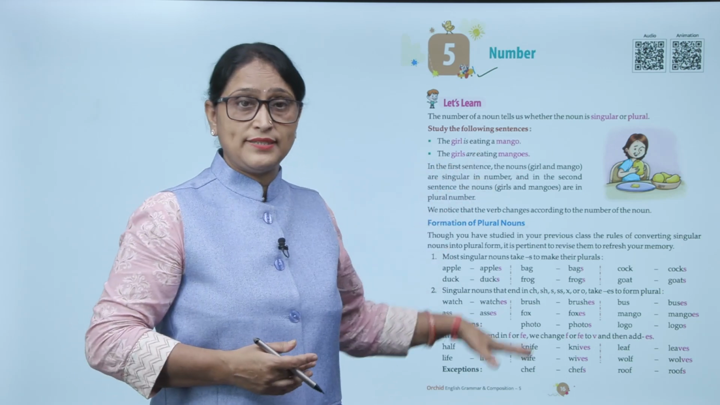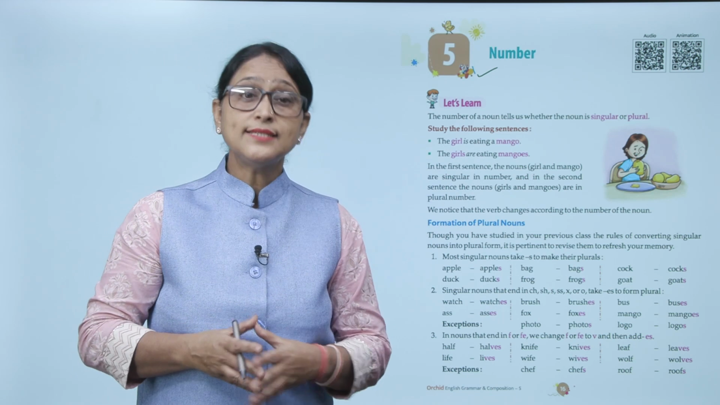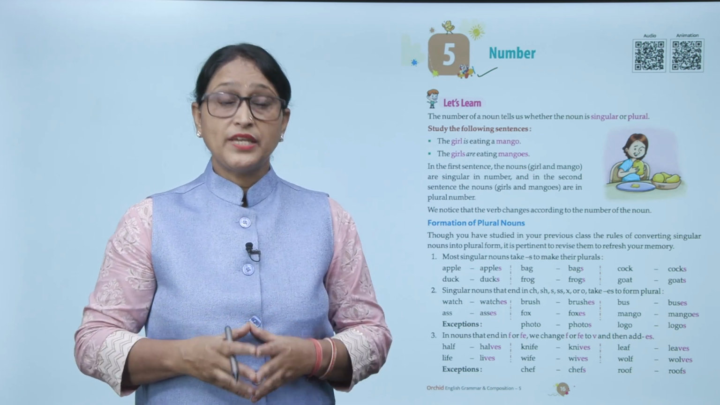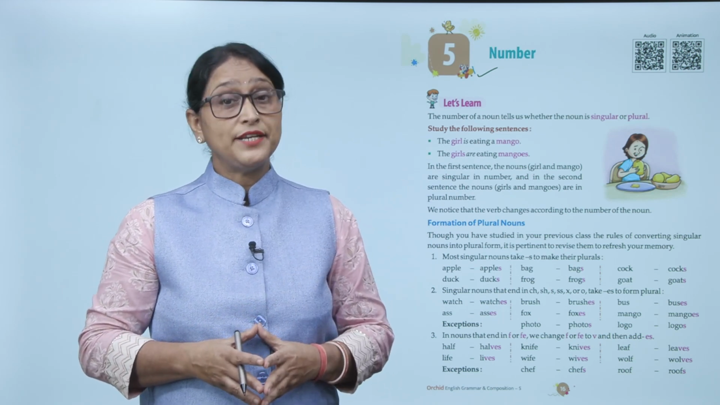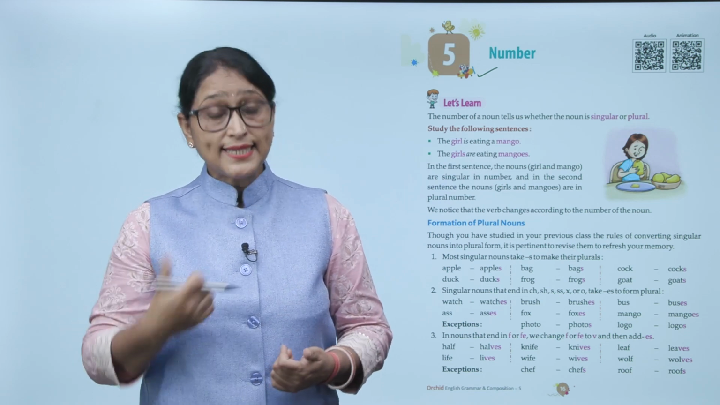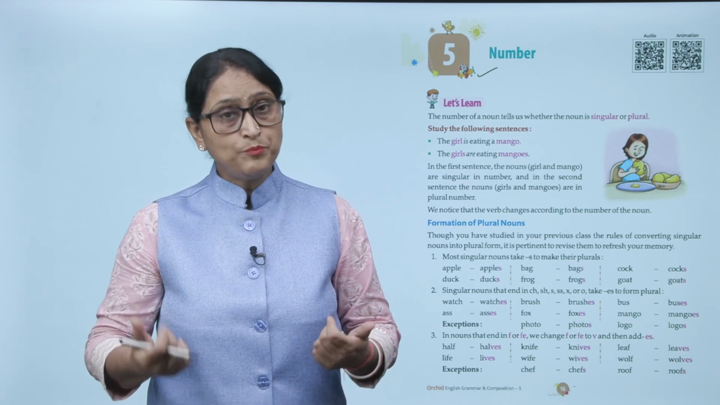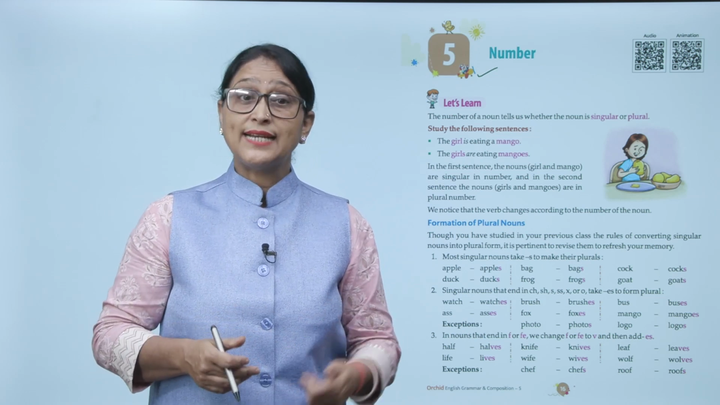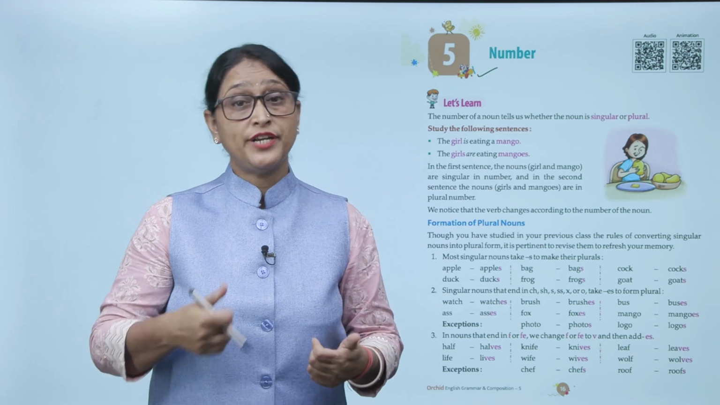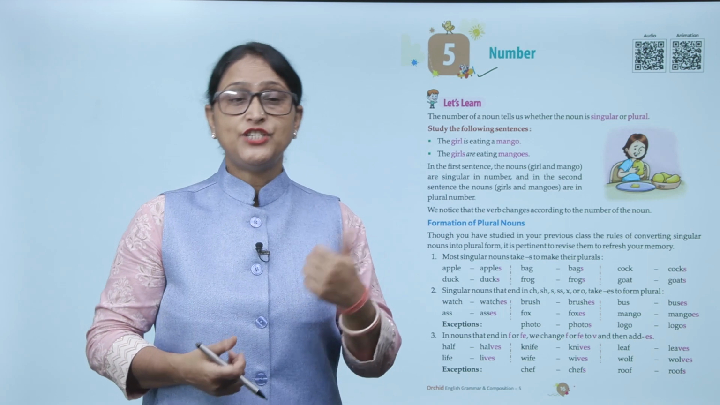Now study the following sentences. The girl is eating a mango. The girls are eating mangoes. In the first sentence, the nouns girl and mango are singular in number, and in the second sentence the nouns girls and mangoes are in plural number. We notice that the verb changes according to the number of the noun. Noun के number के according verb भी change होता है.